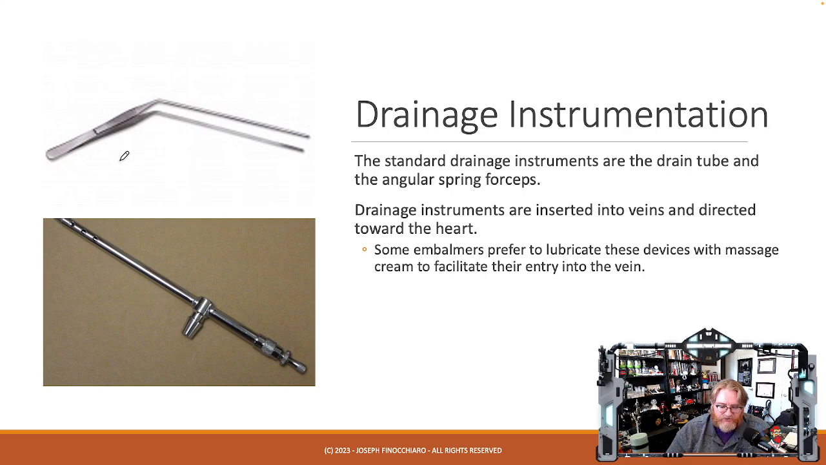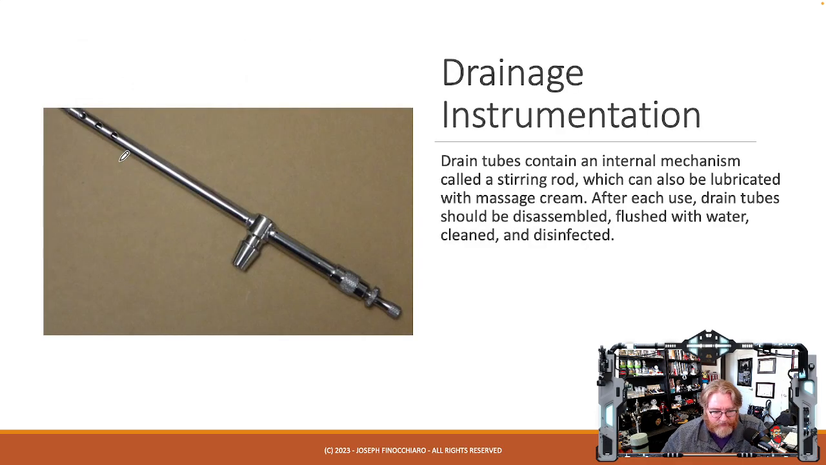So instrumentation, we've already shown you some of the instrumentation. Drain tubes, angular spring forceps. Always insert these things to or towards the heart. One thing I will tell you that's just phenomenal here is some embalmers do lubricate these, and I will tell you that if I'm using a drain tube, I am absolutely putting lubricant on there in the form of massage cream, or my preferred product to use is stone oil. I think stone oil is a superior product just overall.